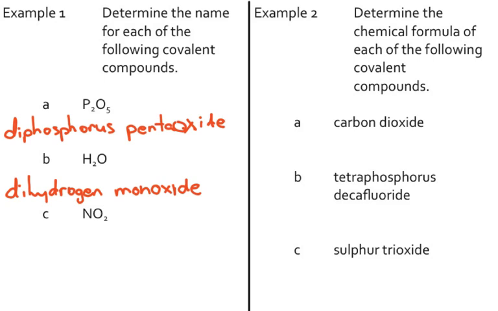NO2, one nitrogen, two oxygens. We would not use mono nitrogen just because the mono would apply to the first element, and we never do that. This would just be simply nitrogen dioxide, since we have two oxygens.